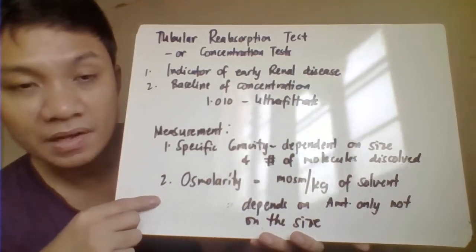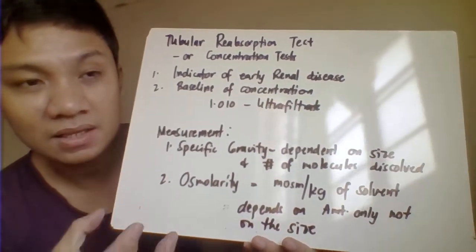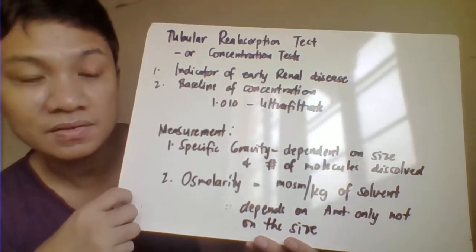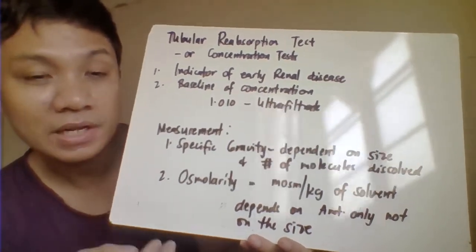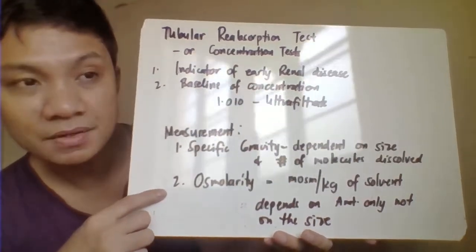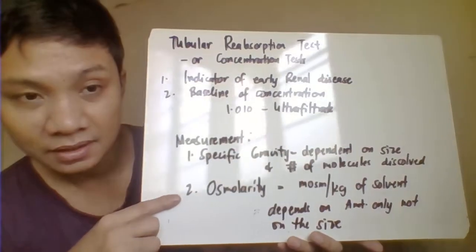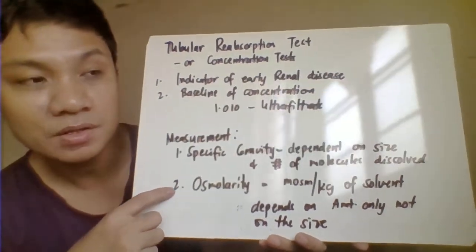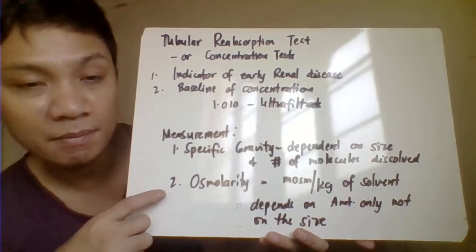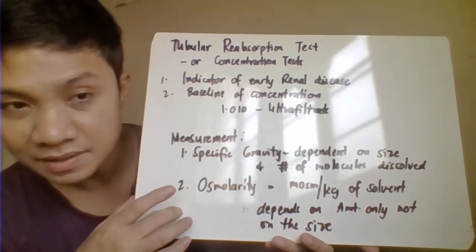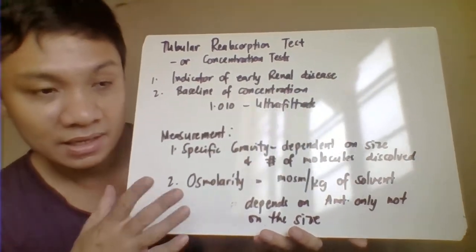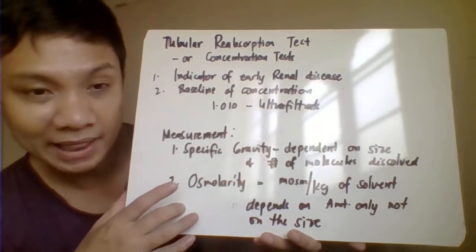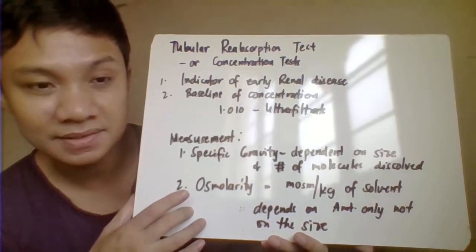Other way of expressing the weight of your dissolved substances in your urine output will be in terms of the osmolarity. Osmolarity here is being expressed in terms of milliosmol per kilogram of your solvent. But how does it differ with a specific gravity? This one is highly dependent on the amount lang, not on the size.